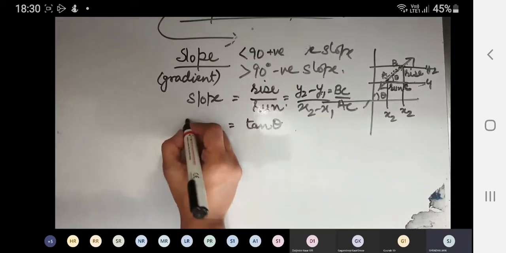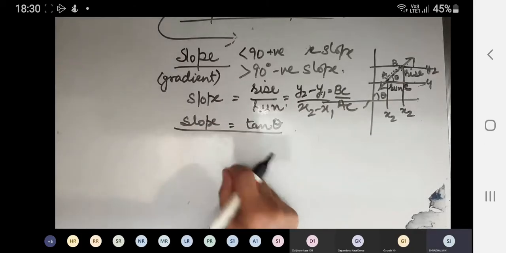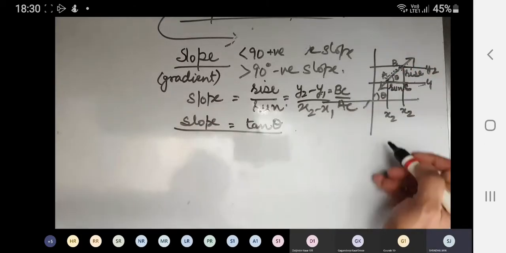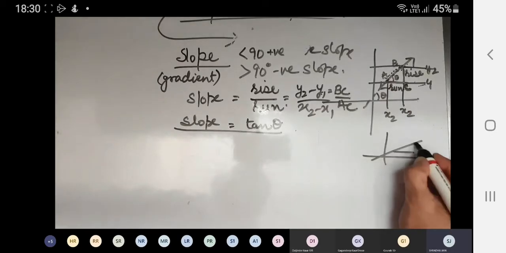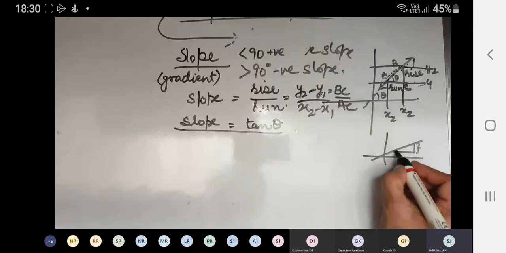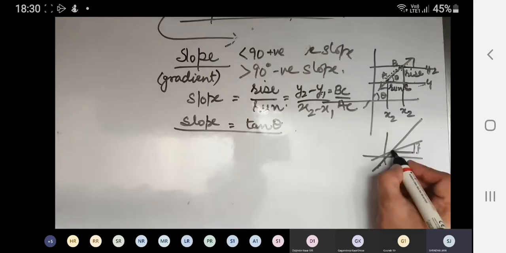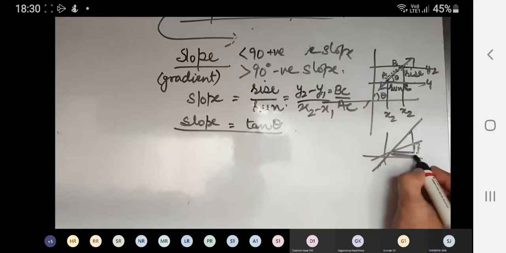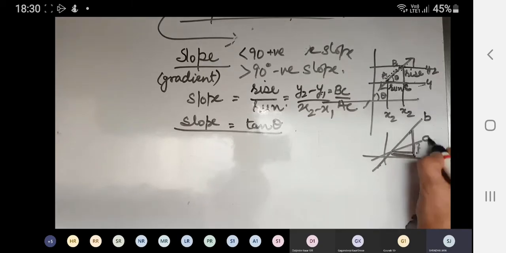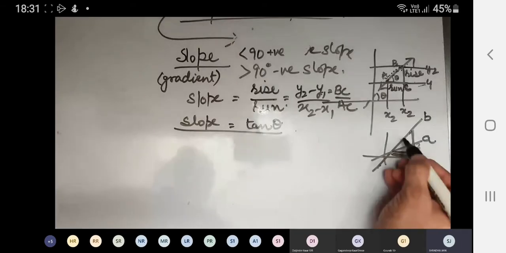So another way of writing the slope is tan theta. Is it? So how can you say the slope is less or more? If this is the rise, we have to go this run. Now I draw another line for the same horizontal distance, and it has more rise. So line B has more rise than line A. So it has a higher slope than the other.